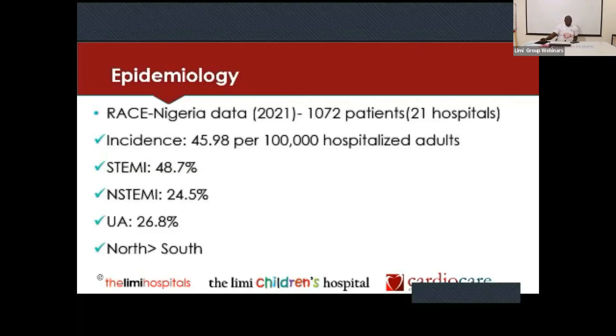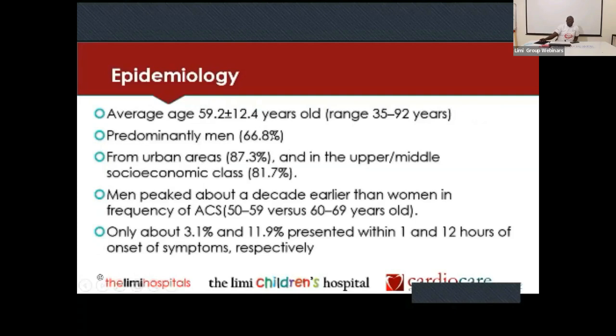Okay, sir. Thank you very much. So, like you said, the RACE, the Registry of Acute Coronary Events in Nigeria, shows that this condition is with us. In the past we used to say it is rare in Black people or in Africa. ST segment elevation myocardial infarction is actually the commonest type in the study in Nigeria. Men were affected more than women, and men also peaked about 10 years earlier than women. Living in an urban area is a risk factor, and so is being in the upper and middle socioeconomic class. One explanation is that there are many poor people who couldn't afford to come to the hospital. Maybe because this group has the means to present where intervention can be done, this may explain why we see more of this.